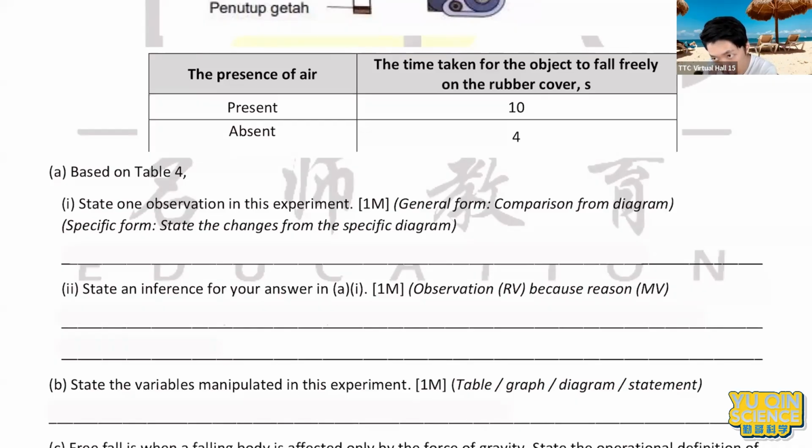I need to check. When air is present, the time taken for the object to fall freely onto the rubber cover is 10 seconds.